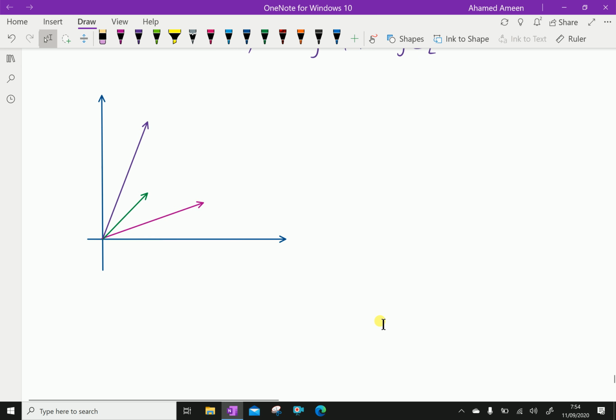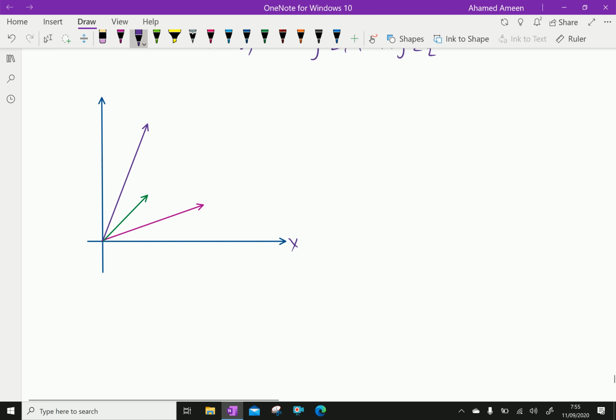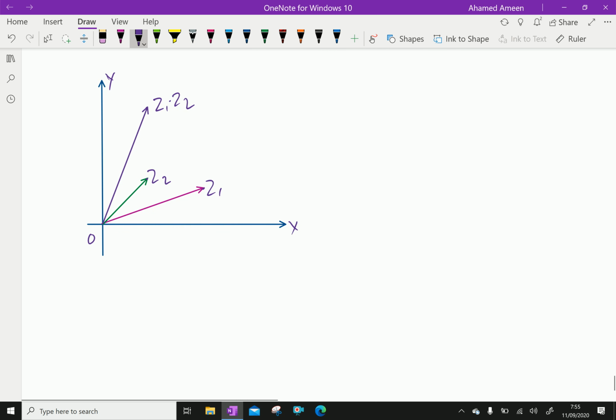Now look at this figure. This is X, the real axis. This Y is the imaginary axis, origin. Here let this be Z1, Z2, and this is the product of Z1 and Z2. Now let this one be theta 1 and this be theta 2, and we have to find Z. Here we have to find the argument of Z1 and Z2. Now we can write this as theta 1 plus theta 2.